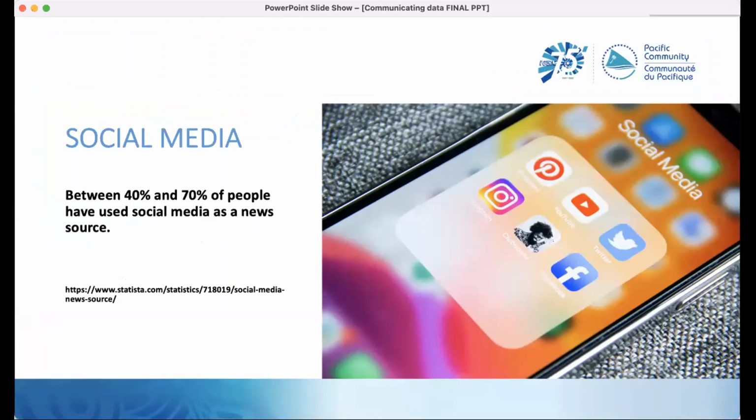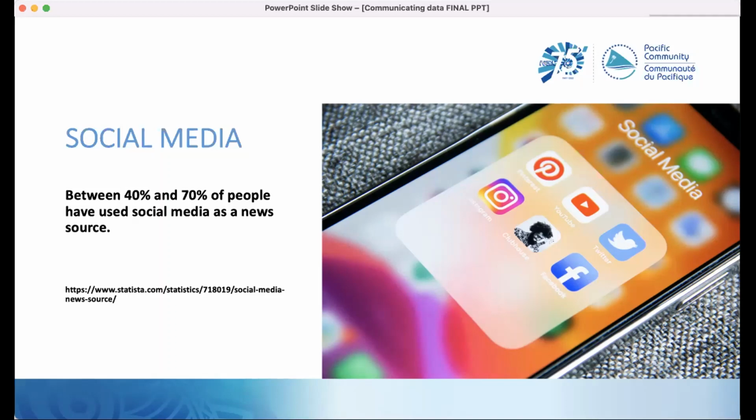We'll move on now to social media. And look, social media is a huge field in itself and constantly changing. But studies have shown 40 to 70% of people use social media as a news source. And I'm sure we're all familiar with social media and its pros and cons.